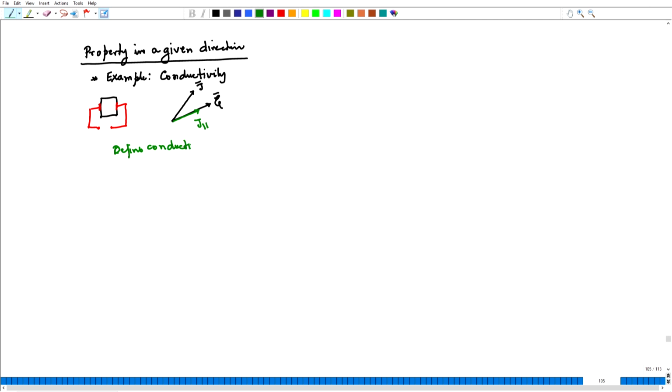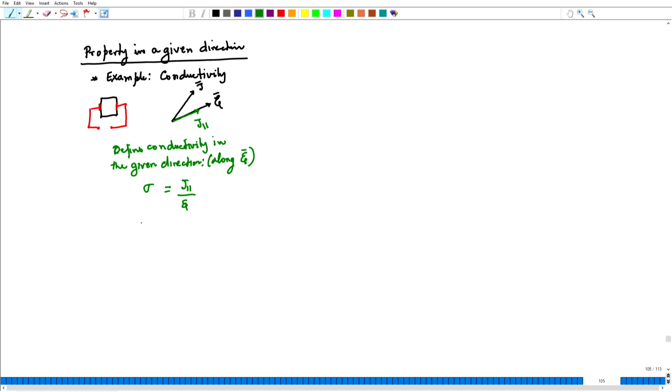Then I can define the conductivity in the given direction, that is along E, as sigma, the conductivity, equals the flux component in the electric field direction divided by the magnitude of the electric field. And in fact, this is exactly what we are measuring when we do an experiment.